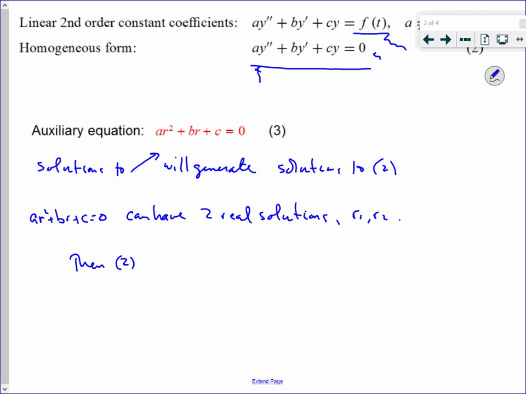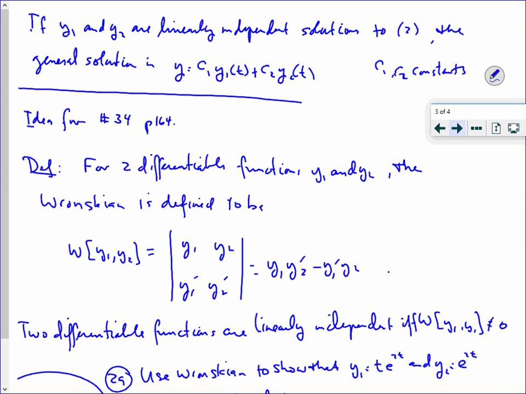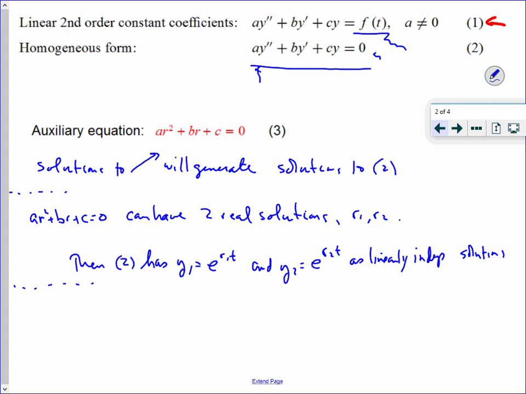Then up here, equation number 2, which is covered up by this sign there, will have 2 linearly independent solutions, y1 equal e to the r1 t and y2 equal e to the r2 t, as linearly independent solutions. So there's 3 cases here. If it has 2 real number solutions, then it will have linearly independent solutions, y1 equal e to the r1 t, y2 equal e to the r2 t, and you get the general solution by combining them in this. And I'll do some examples here. Let me get all the stuff written down here.